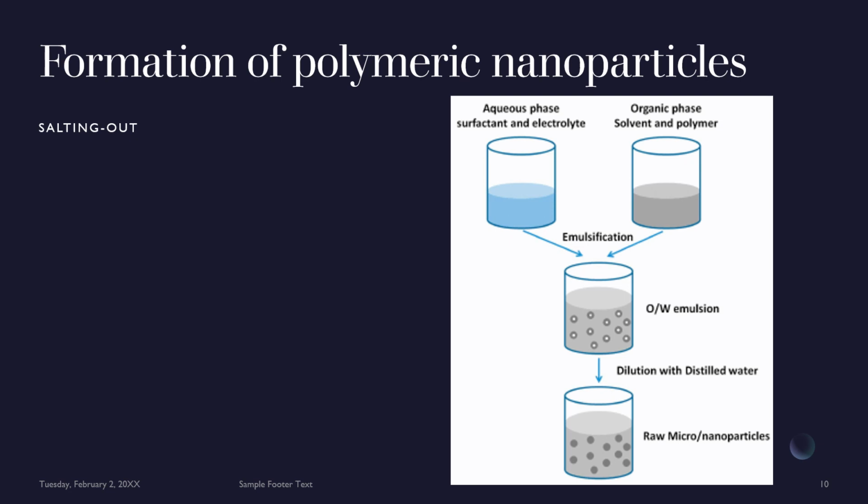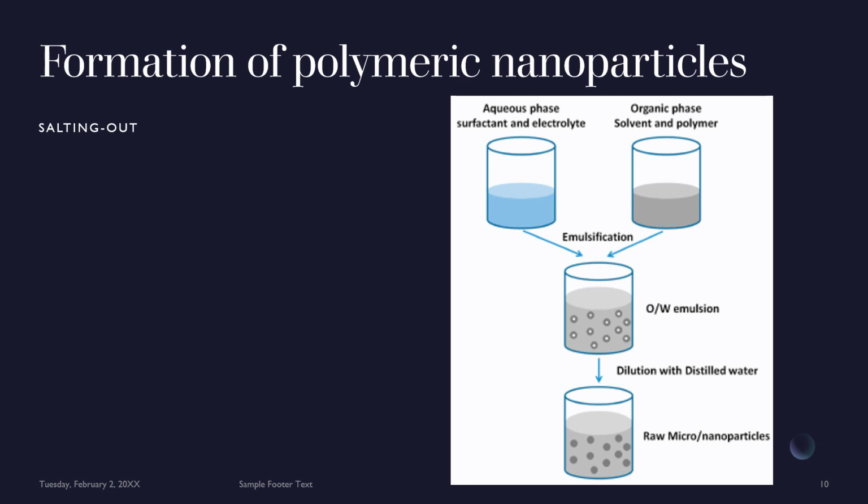In salting out, a water and oil emulsion is first formed under mechanical stirring through the addition of the organic phase with the aqueous phase. The polymer and drug are dissolved in a water-soluble solvent, such as acetone, to form the organic phase. The aqueous phase contains gel with stabilizer and a high concentration of salting out agent. Magnesium chloride is a common salting out agent in electrolytes, while sucrose is used in non-electrolyte systems.